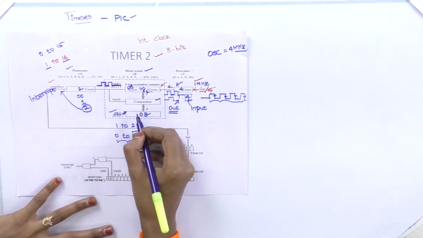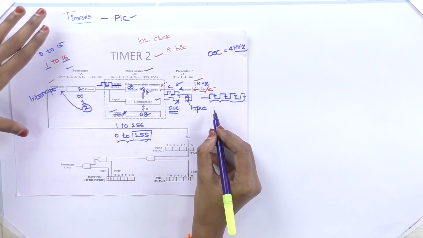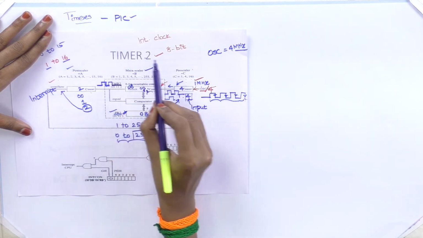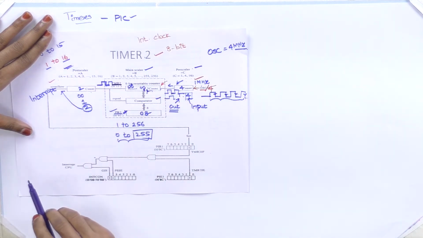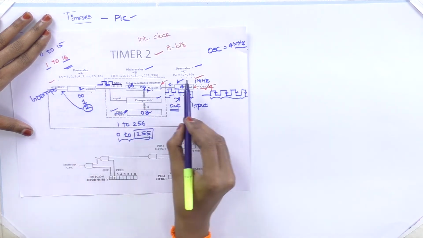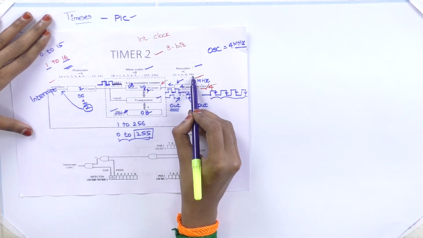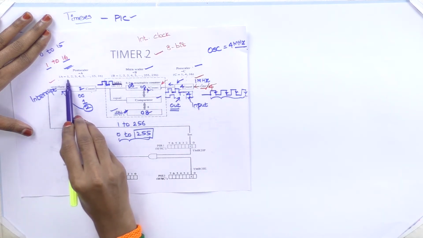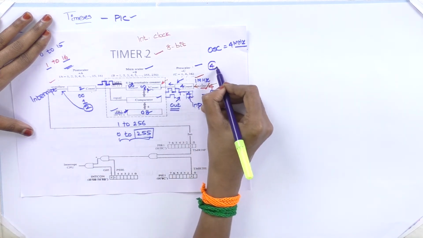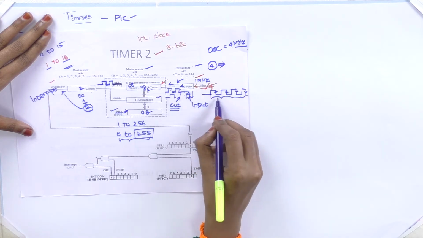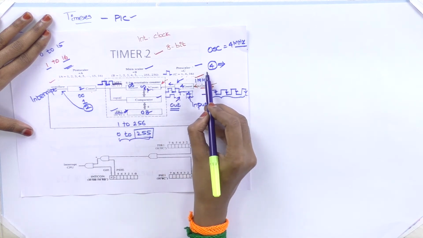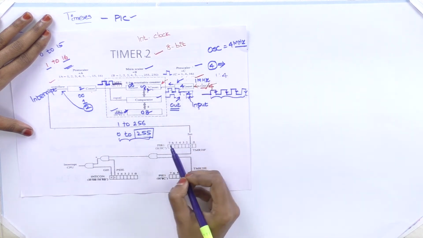Now we will once again discuss this timer part. For Timer 2, we have a prescalar and a post-scalar value. We initialize this prescalar and post-scalar with predefined values. Prescalar can be 1, 4 or 16. Post-scalar can be a value from 1 to 16. If I fix the prescalar value to 4, it means that for every 4 clock pulses, it will give one single pulse as an output. That's the meaning of this, 1 is to 4.